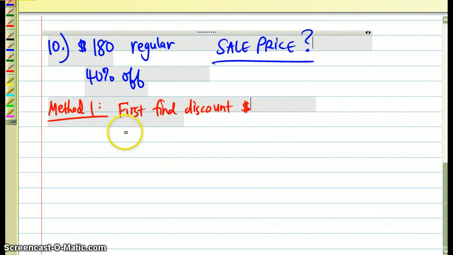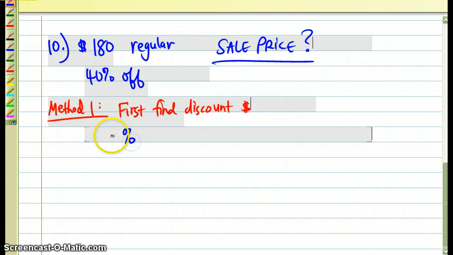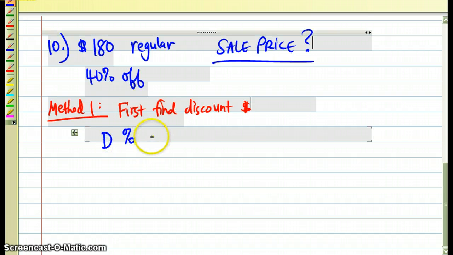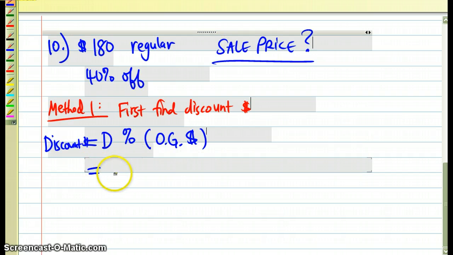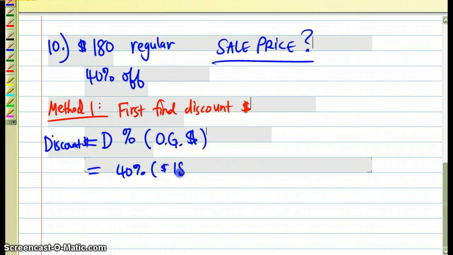So our discount price is going to be our discount percent times the original price. So I'm just going to use a few abbreviations here. D standing for discount, OG standing for original. That's going to give us the discounted price. So I'm going to take the 40%, which is just 40%. I'm going to multiply that with the $180. Now I want to change all percentages to decimals.